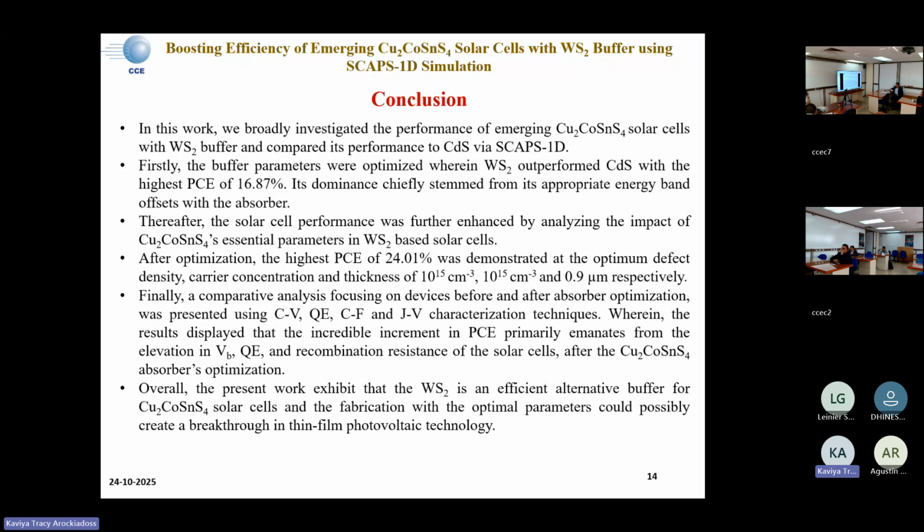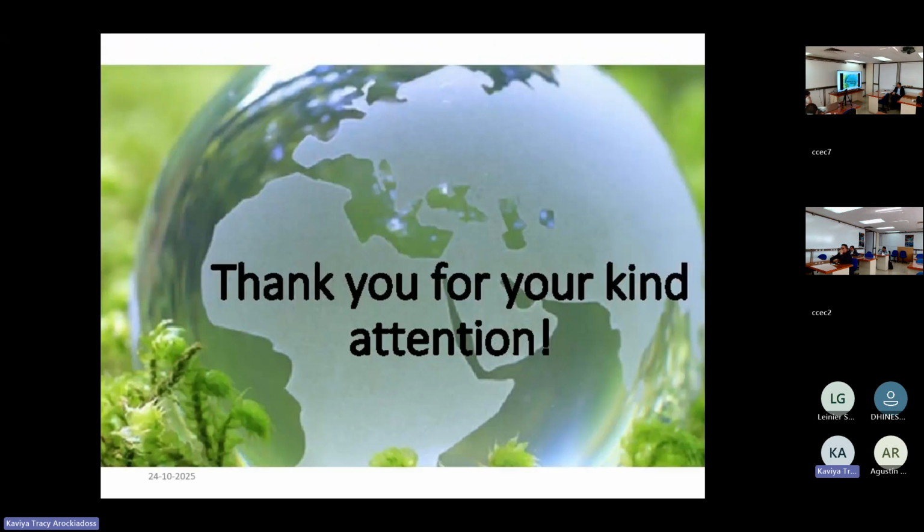And finally, we performed a comparative analysis using CV, QE, CF, and JV characterization techniques for the solar cells before and after optimization to show the importance of the absorber optimization. Overall, the present work shows that WS2 is an efficient alternative buffer for copper cobalt tin sulfur solar cells, and the fabrication of the solar cells with the optimal absorber parameters could enhance the efficiency practically. These are the references. Thank you for your kind attention.